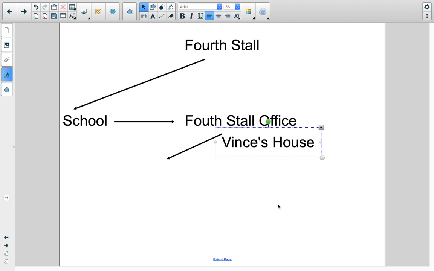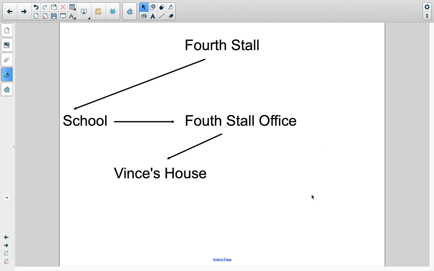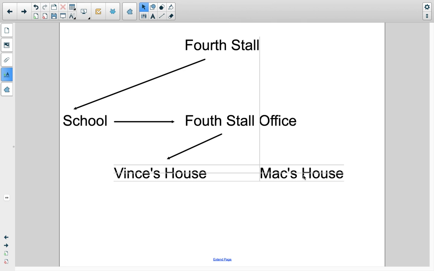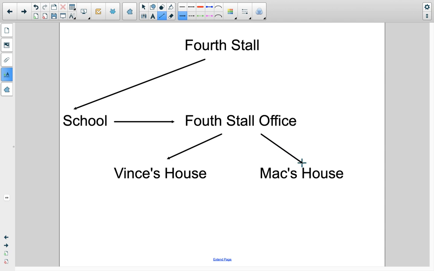Vince's house is one of the subsettings, and then Mac's house is another smaller setting. So these are all different settings in the novel, and there's a lot more that you're gonna see as well as we go through the novel. So for today's question, after you read chapter 4, I'm going to have you take a look at setting in the fourth stall.